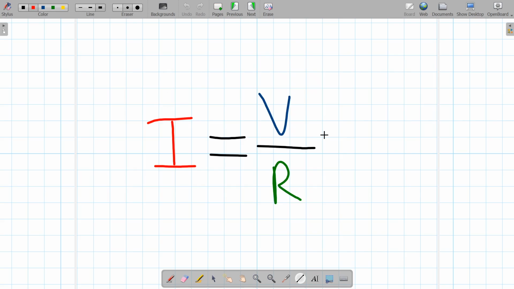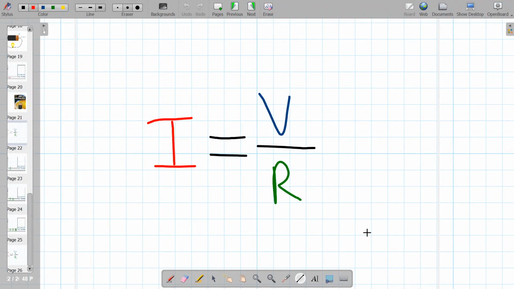So that's the relationship between voltage and current. As voltage increases, current increases. As voltage decreases, current decreases. Let us now move on to talking about the relationship between resistance and current.